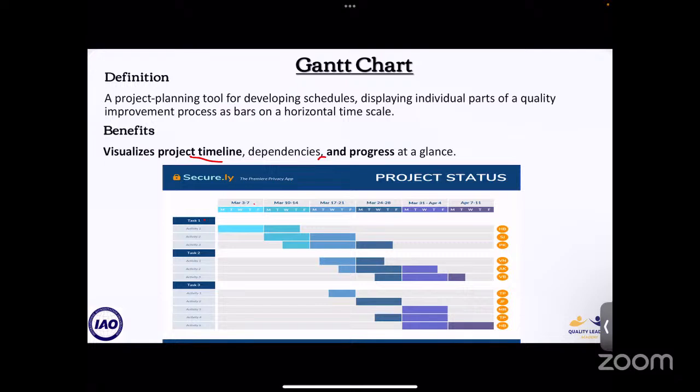The Gantt chart is used to track the progress of a project. So, for example, if a specific task is supposed to be completed by March 28th, okay, so I check March 28th. Has it been completed or not? So, what is it used for? It's used for tracking project progress. Okay, clear on the Gantt chart?